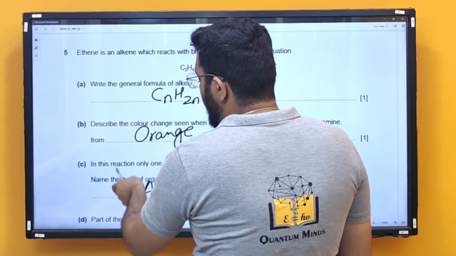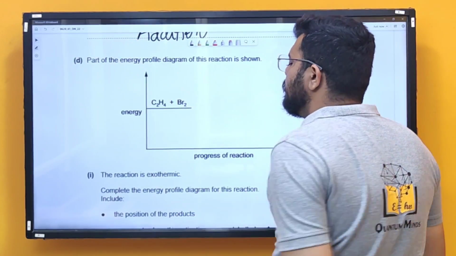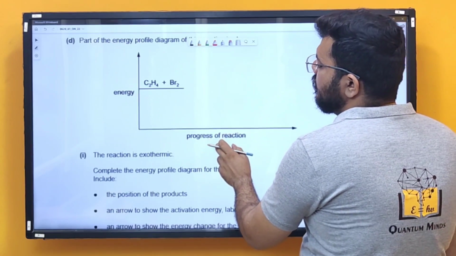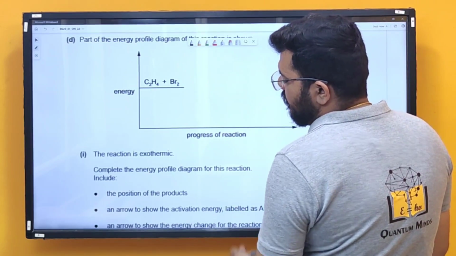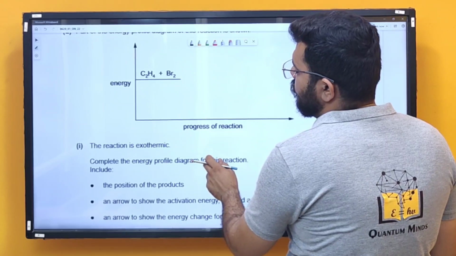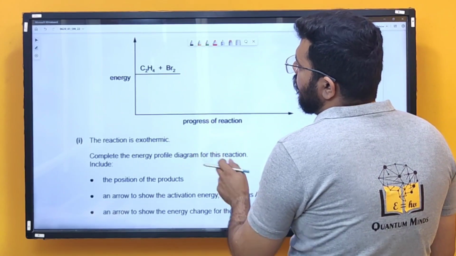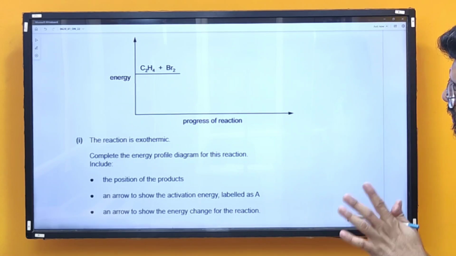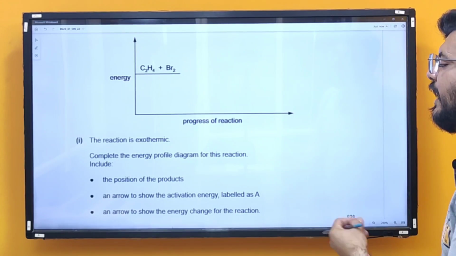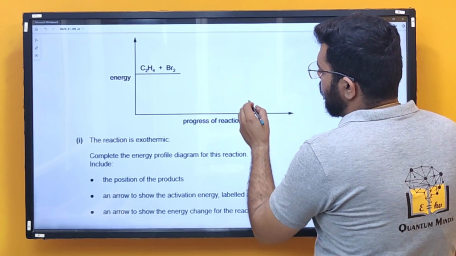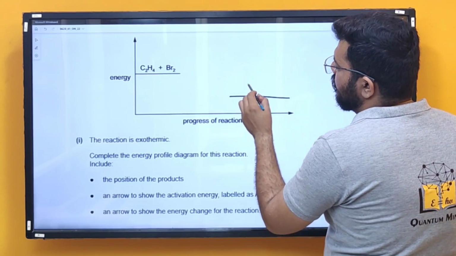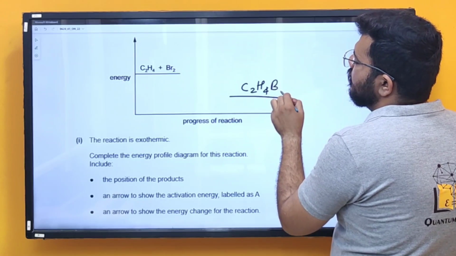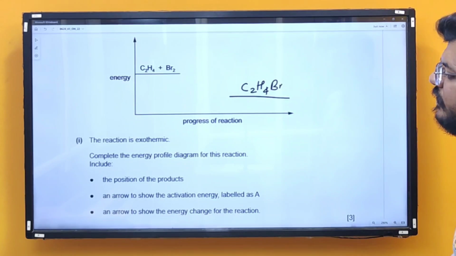Then we have part of the energy profile diagram for this reaction. Okay, there is more information here. Is any more part shown? No. Okay, correct. Let's see. The reaction is exothermic. Complete the energy profile diagram for this reaction. Okay, so if it is exothermic, it should be C2H4Br here, right? That is the first information we have.